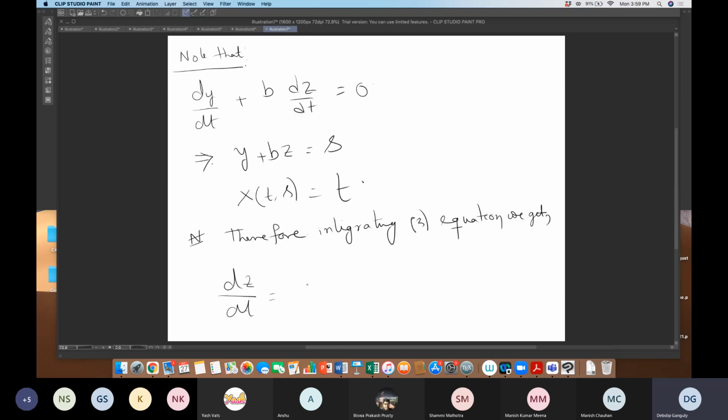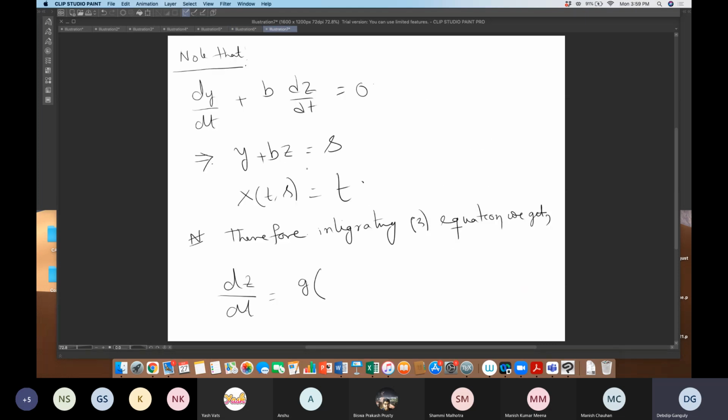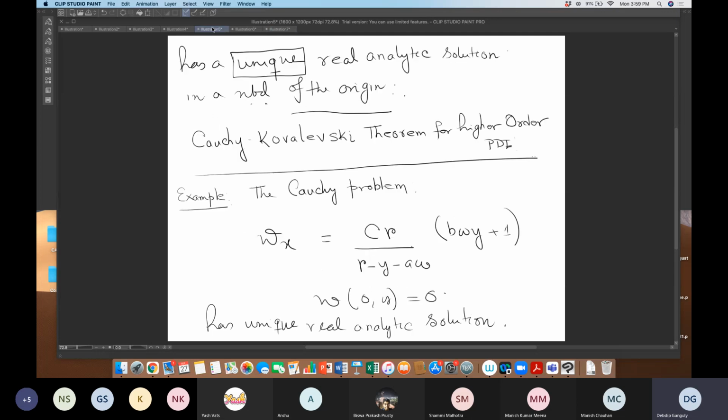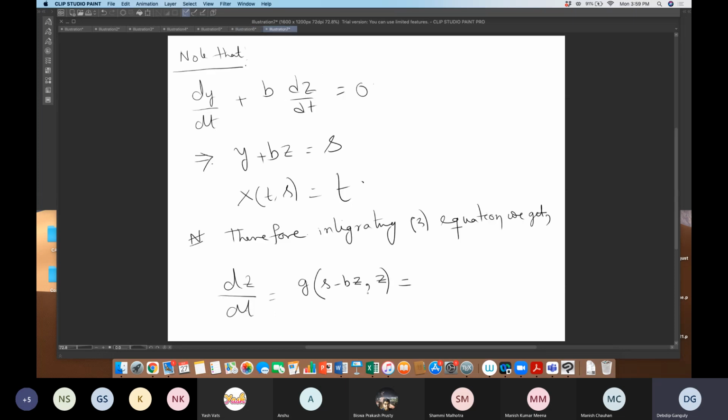dz by dt is equal to g of y comma z. What is y? I know that. It is s minus bz comma z, right? We know what g is, so just plug it in. Instead of y, you assume that y is s minus bz comma z. Then you will get cr by r minus s plus bz minus az.